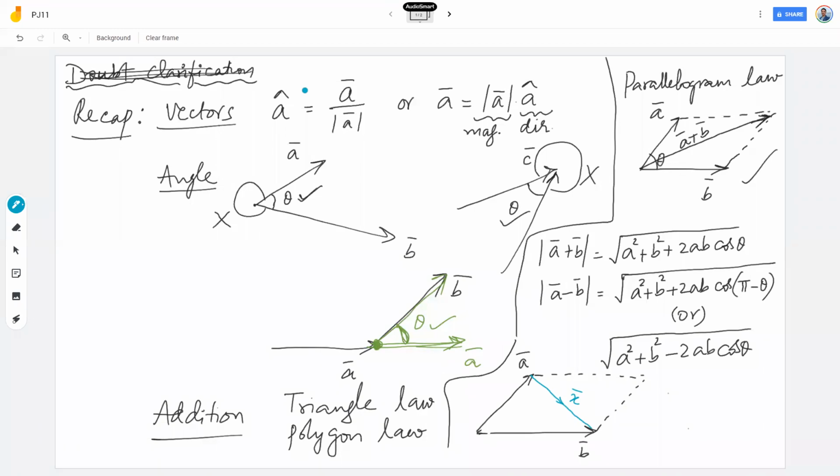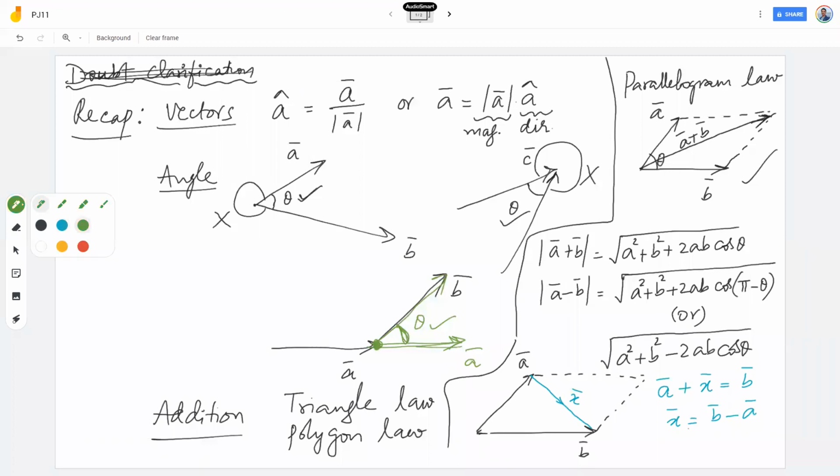So a bar and x bar are drawn successively, and b bar seems to be the closing side of the triangle taken in the opposite direction. So by the triangle law, we should be able to say a bar plus x bar is equal to b bar, which gives you x bar is equal to b bar minus a bar.